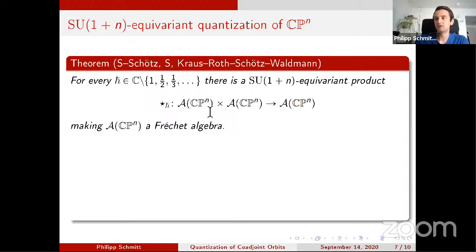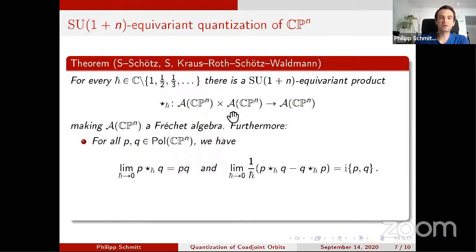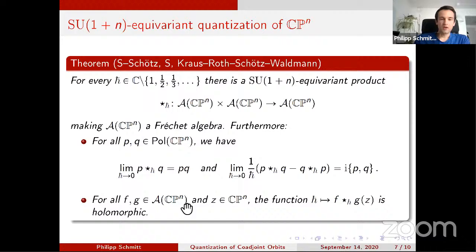Okay, and here are two further properties. First of all, if we take any polynomials, then we really get the correct limit that I wanted to have in the beginning. If we look at the product of two polynomials and take the limit h bar tending to zero, then we just get the regular product. And if you look at the commutator, we get i times the Poisson bracket. Furthermore, if you want to study the dependence of this product on h bar, it turns out that it is very nice because it is going to be holomorphic.